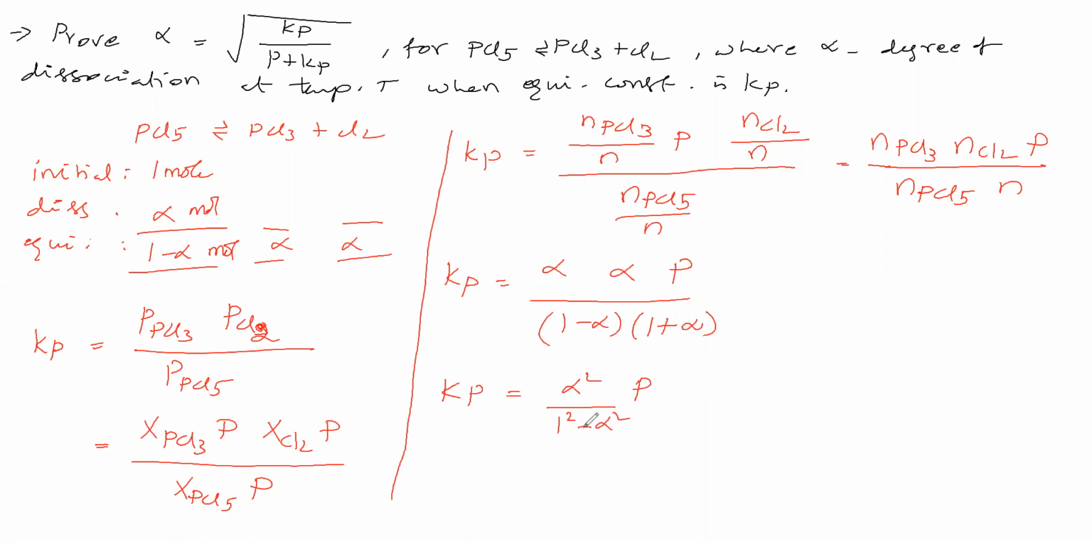Next we will simplify this one. We will get alpha is equal to the square root of Kp by P plus Kp. If we rewrite this, we get the alpha value.